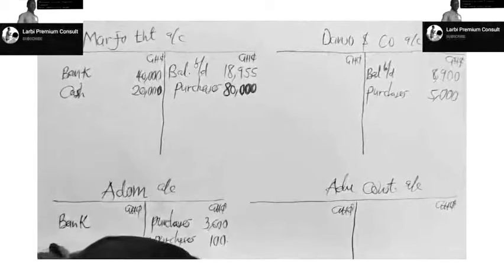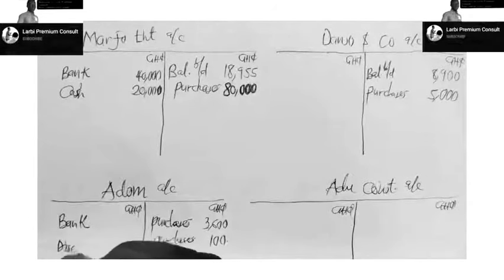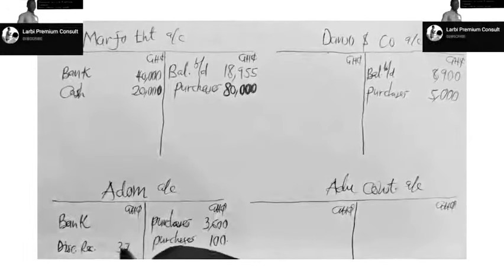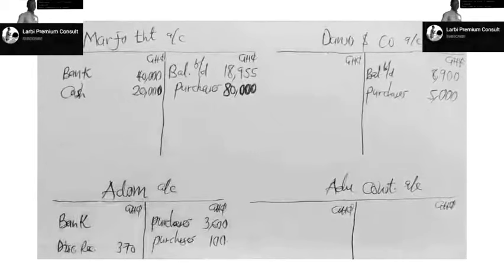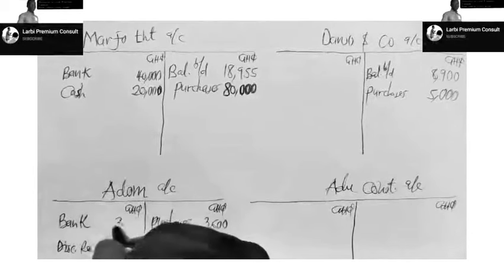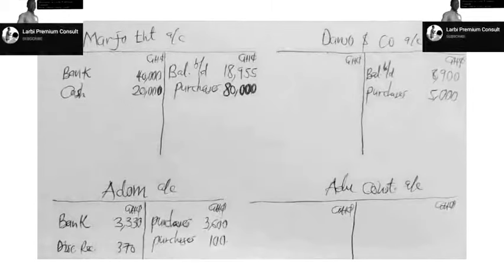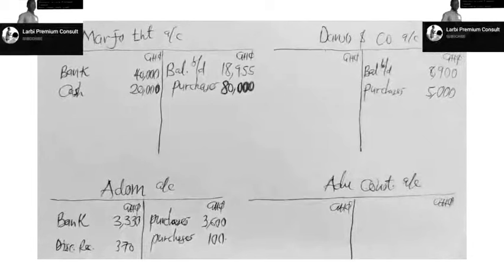Since the cash discount here will be the discount that we are receiving, take note: discount received. It becomes 370. So once you have the 370 here, when you subtract the 370 from the total, you're going to get 3,330, and that will be for the bank. That means Adam's account will close, because we have paid Adam with check, and we also enjoyed some cash discount, which is discount received. Okay, so that is the deal.